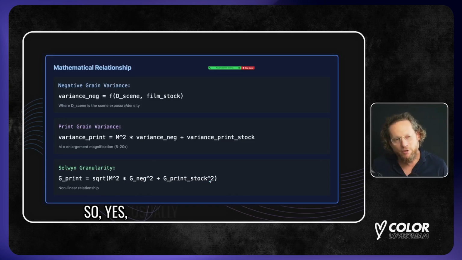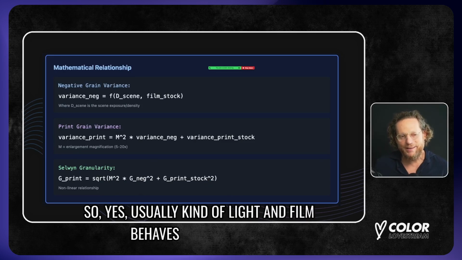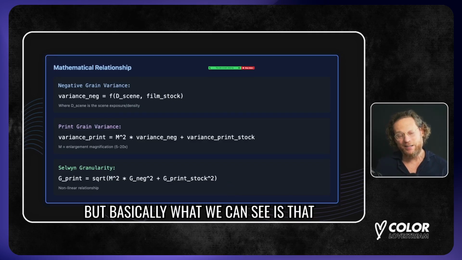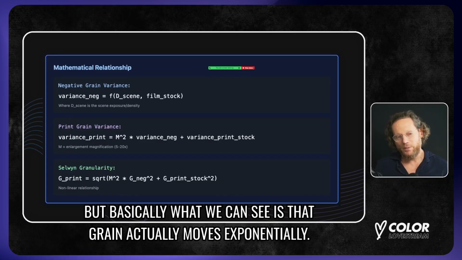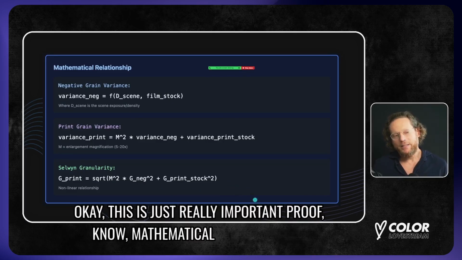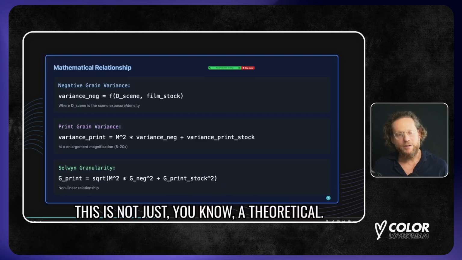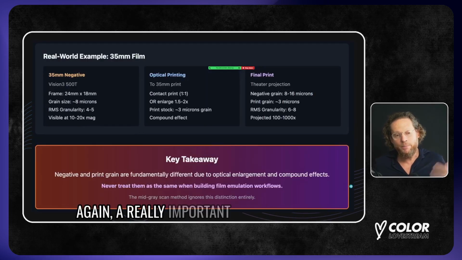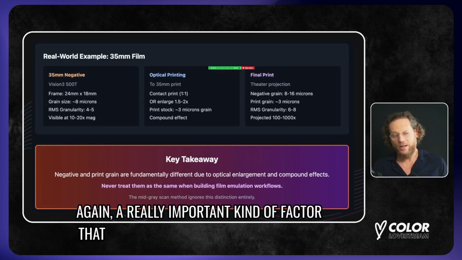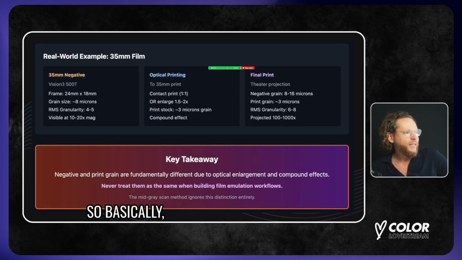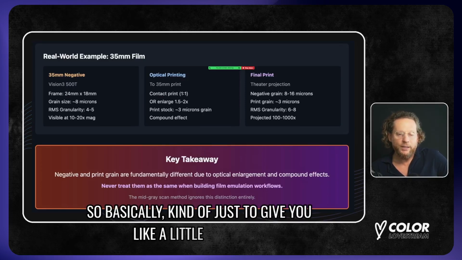So yes, usually light and film behave in such a way, so don't be surprised to see that. But basically what we can see is that grain actually moves exponentially. This is really important proof, mathematical proof as well. This is not just theoretical. Again, a really important factor that has been ignored in digital emulation for so long.